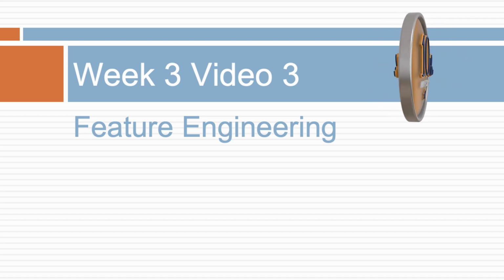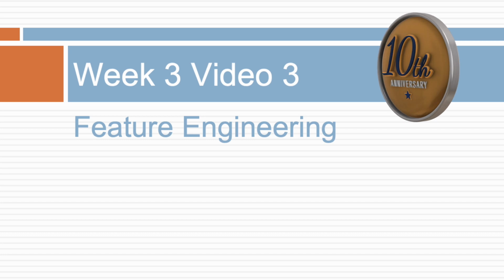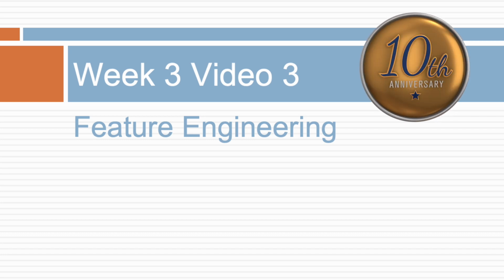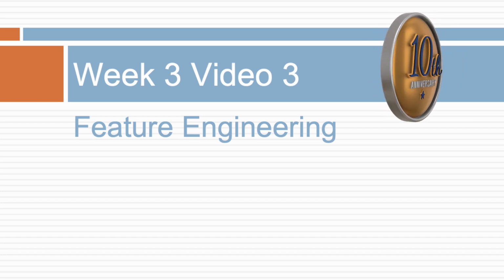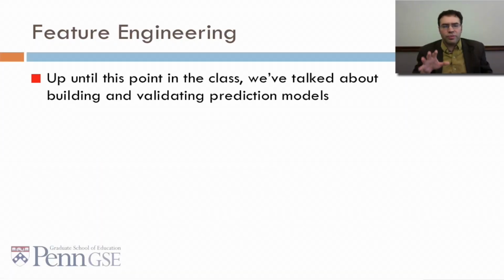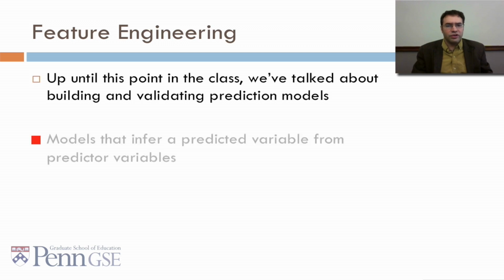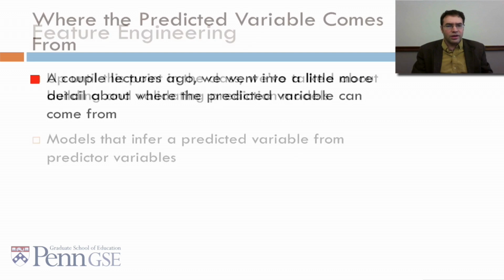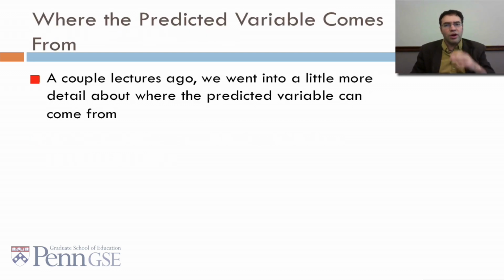Welcome to the third video of the third week of our class on feature engineering, one of the most important and least studied topics in all of Big Data in Education. Up until this point in the class, we've talked about building and validating prediction models, including behavior detectors. Models that infer a predicted variable from predictor variables. A couple lectures ago, we went into a little more detail of where the predicted variable can come from.